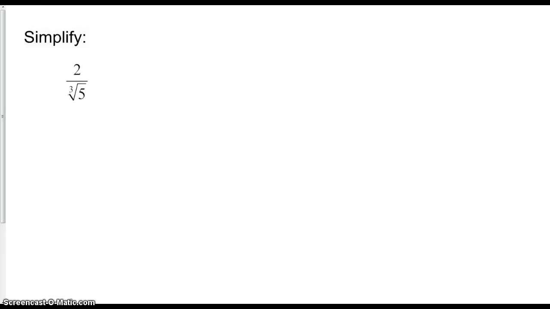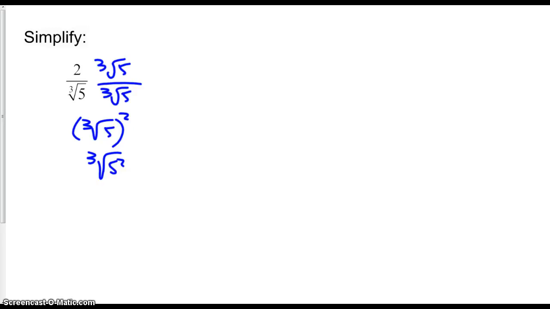Now, to rationalize, you would think I would multiply by the cube root of 5. But what is the cube root of 5 times the cube root of 5? That's not really going to work, right? Well, let's try it and see what happens. Let's multiply by cube root of 5 over cube root of 5. On the bottom, I'd have the cube root of 5 squared. But wait a second. That doesn't really cancel, right? In fact, it's really the cube root of 5 squared, and it doesn't cancel because this 3 and this 2 don't match, right?